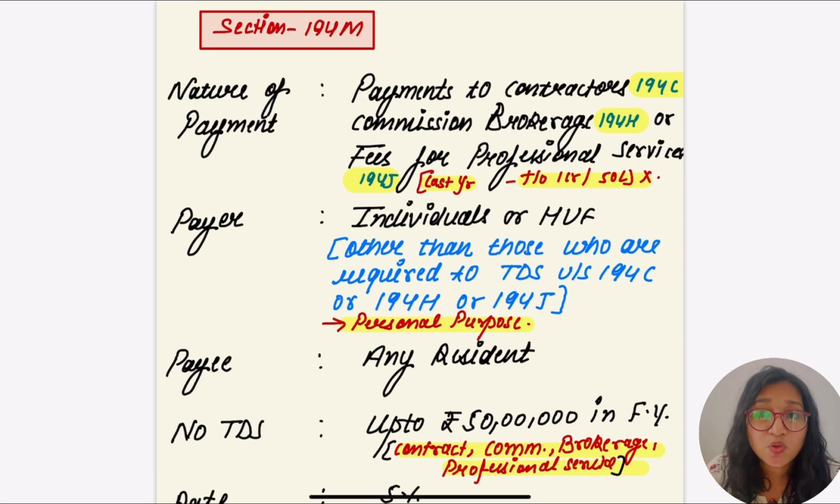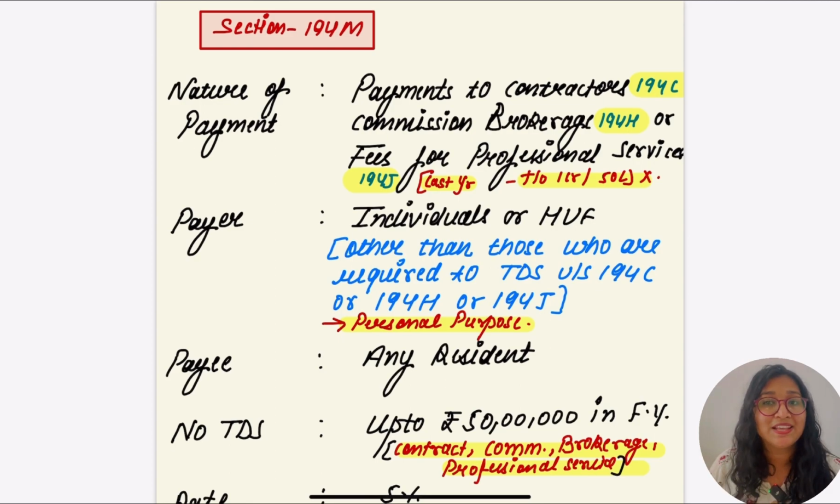Do you remember who the payer was? I already discussed that the payer is not going to be an individual or HUF, but there was one exception: if the last year turnover exceeds 1 crore in case of business, and 50 lakh gross receipts from the profession, in that case those individuals and HUF fall under the payer. So those people have to deduct the TDS. But what about the others, those who are not falling in that category?